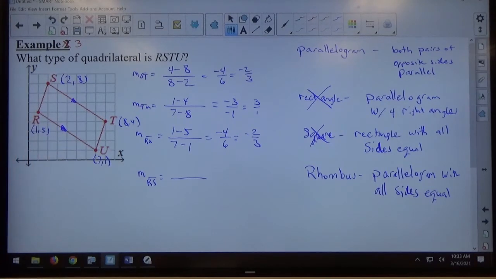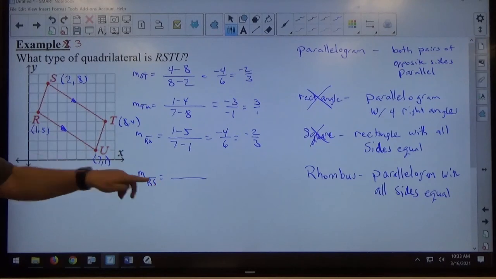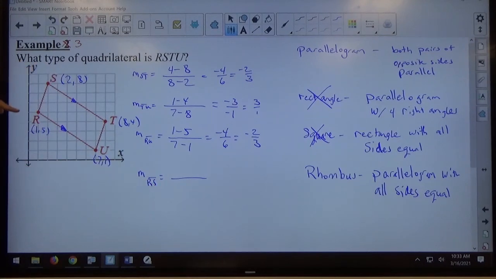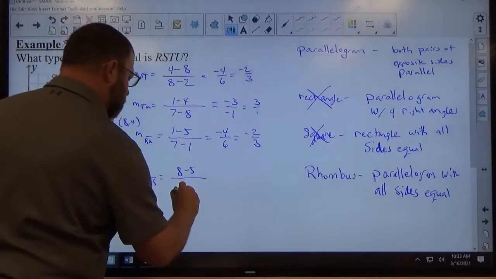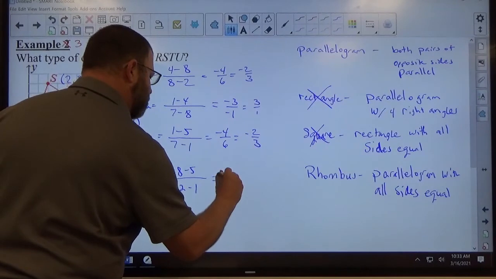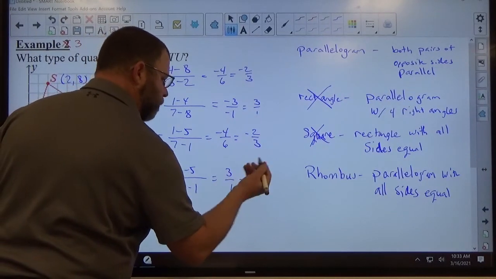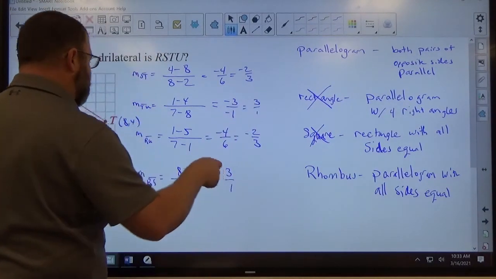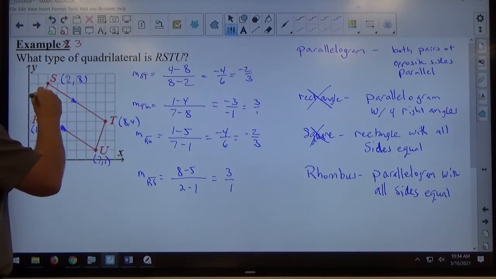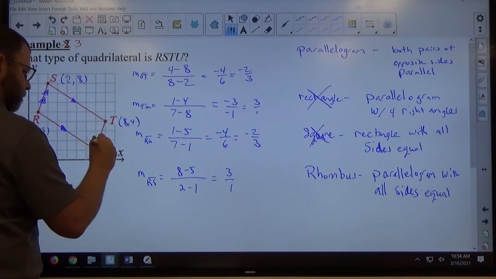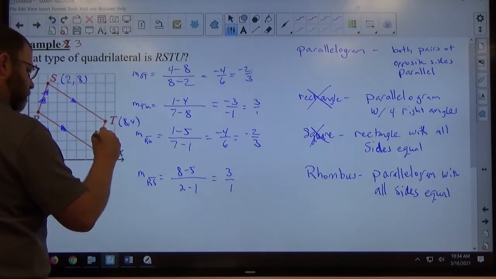My final slope I'm concerned with is RS, R is point 1, S is point 2, y minus y over x minus x, S minus R order, so 8 minus 5 on top over 2 minus 1 on the bottom. 8 minus 5 is 3, 2 minus 1 is 1, 3/1 is 3/1. So 3/1 matches 3/1. These are parallel to one another as well. So we know that much is true.